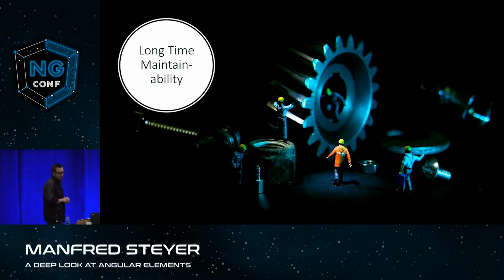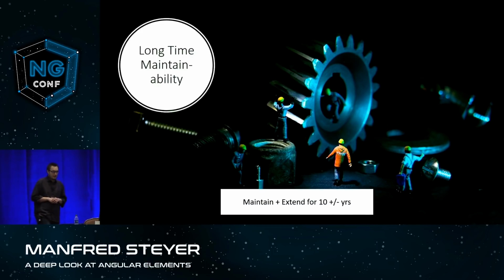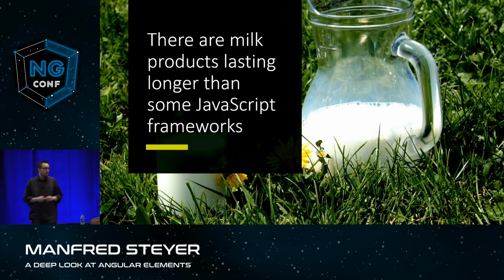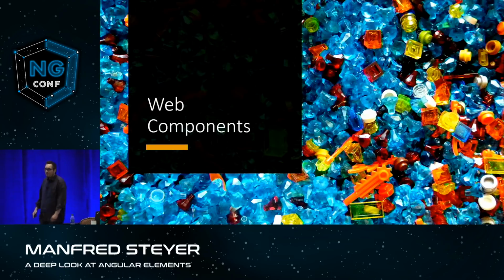One challenge nowadays is that we have to make sure that our software is maintainable in the long term. We write business applications or other applications, and we have to maintain them for 10 or 20 years. And this is on the one side. On the other side, we have this issue with milk products. Perhaps you have heard about it. There are milk products out there lasting longer than some JavaScript framework. Did you experience that? So this is somehow a trade-off, and web components can be a remedy for this. And this whole workshop is exactly about this topic.